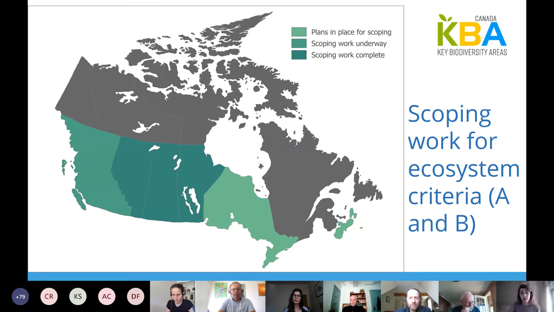Scoping work to identify ecosystem sites has been completed in the Prairie provinces, led by Pat Comer of NatureServe and Stephen Woodley. But sites identified by the scoping work still need to be ground-truthed and to receive input from experts to move forward with a delineation and proposal of those sites as KBAs. Work to do scoping for ecosystem criteria is underway in British Columbia, with plans to work in Ontario and Nova Scotia, with the latter being led by Sean Baskill and the Nova Scotia government with our support.